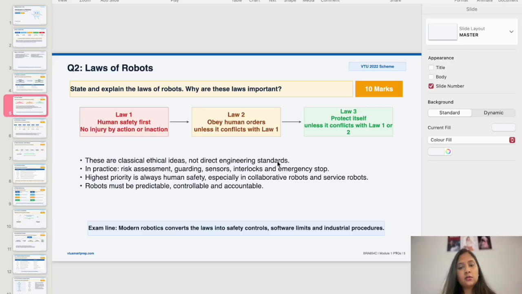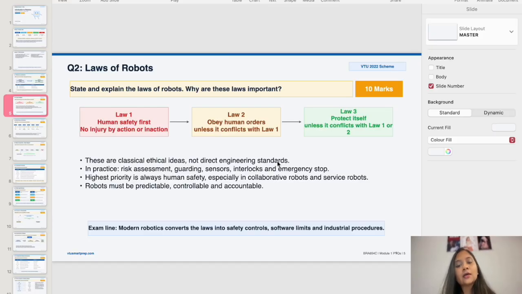The second law says that the robot must obey human orders, but only if those orders do not conflict with the first law. It should also follow the first law. Along with that, it says that the robot must obey the human orders, along with following the first law.